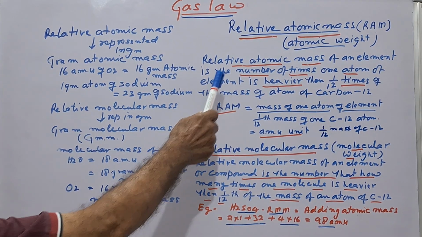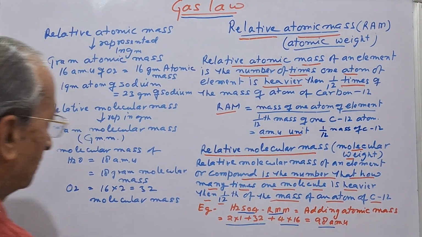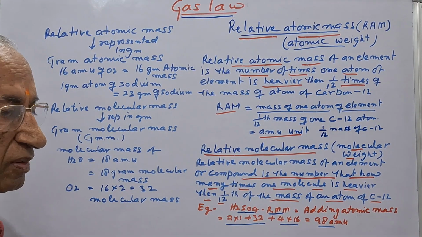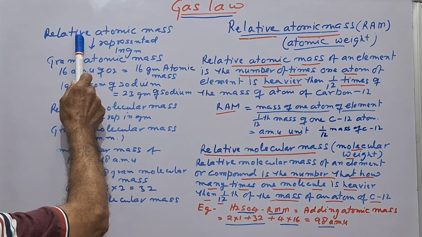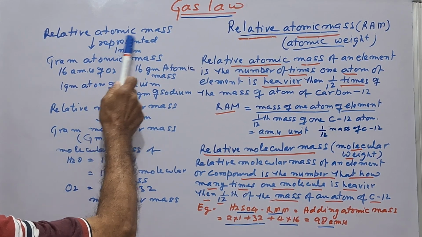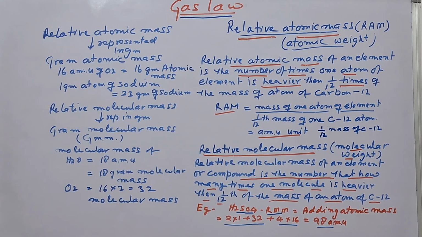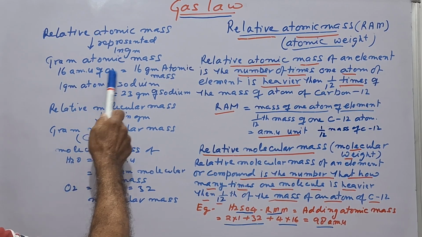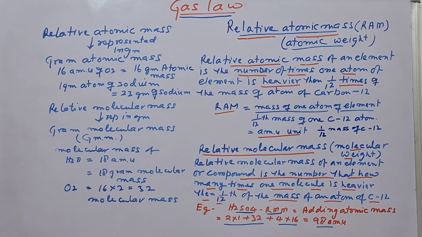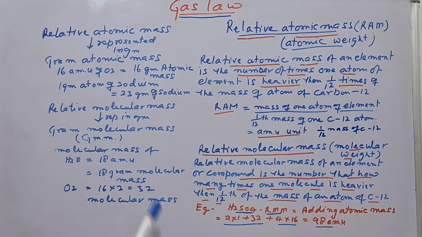Now this relative atomic mass and relative molecular mass, when represented in the form of grams, then it is known as the gram atomic mass. That is, 16 AMU of oxygen is equal to 16 gram atomic mass. I will say that 1 gram atom of sodium will be equal to 23 gram of sodium.